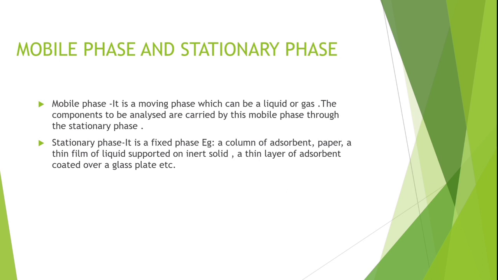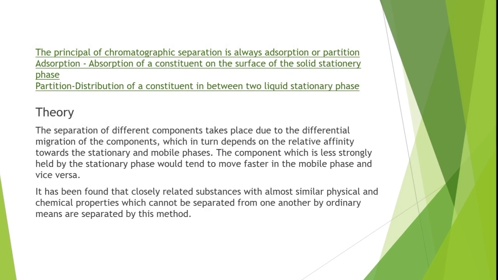Stationary phase: it is a fixed phase. Examples: a column of adsorbent, paper, a thin film of liquid supported on inert solid, a thin layer of adsorbent coated over a glass plate, etc. The principle of chromatographic separation is always adsorption or partition. Adsorption: adsorption of a constituent on the surface of the solid stationary phase. Partition: distribution of a constituent in between two liquid phases.